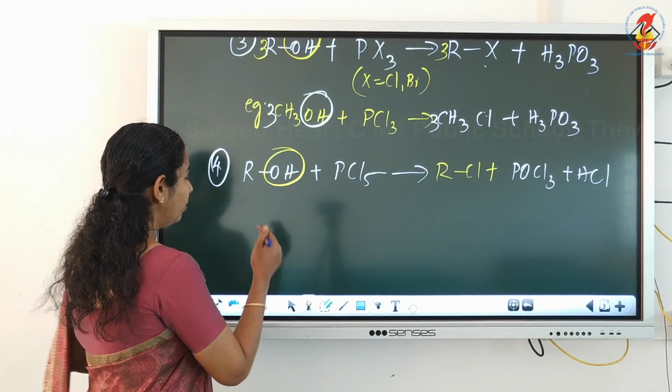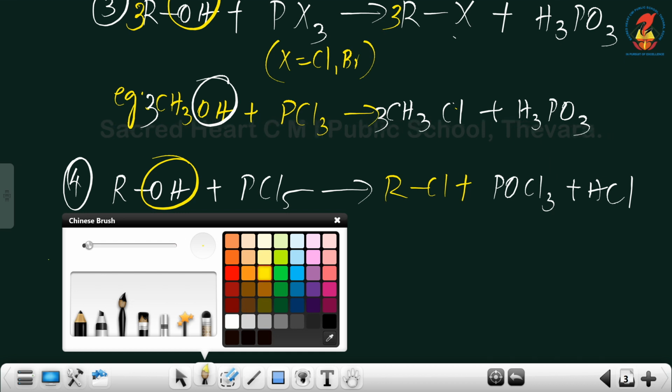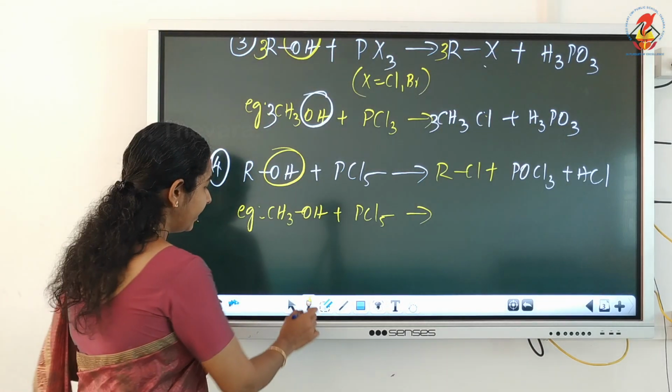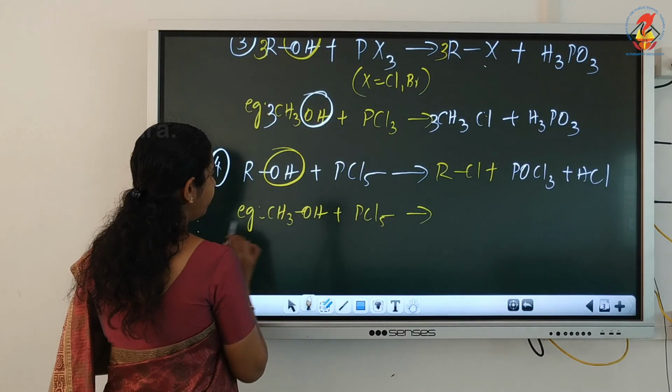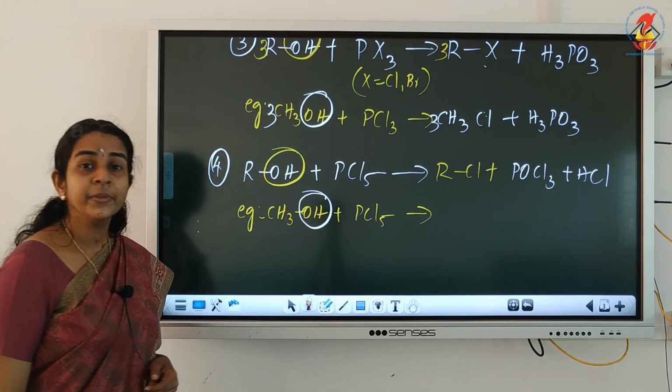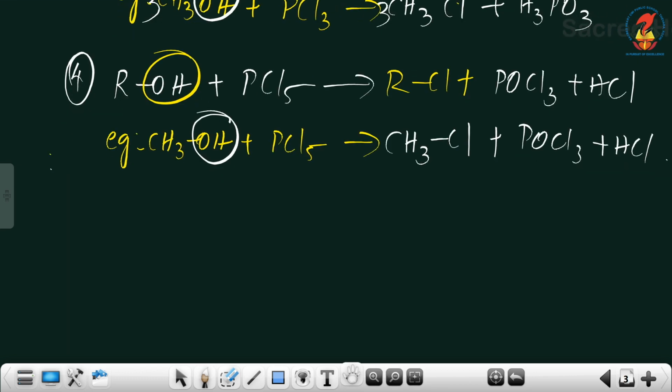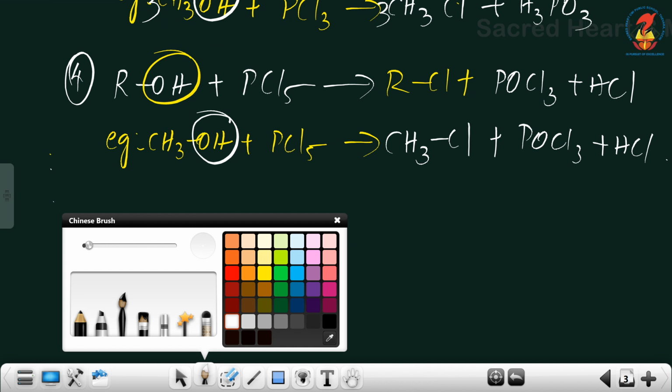For example, CH3OH on reaction with PCl5. What are we getting? OH will be replaced by Cl, plus POCl3 and HCl. That is another reagent used for the preparation of alkyl halides.